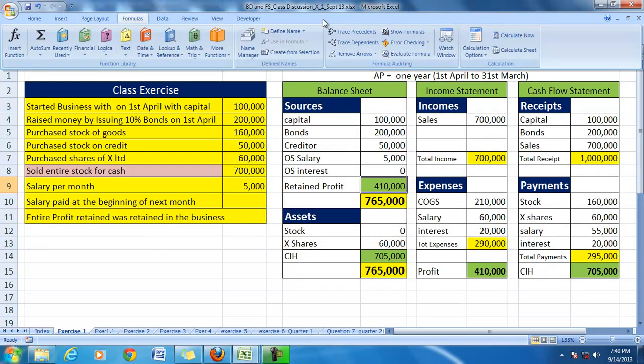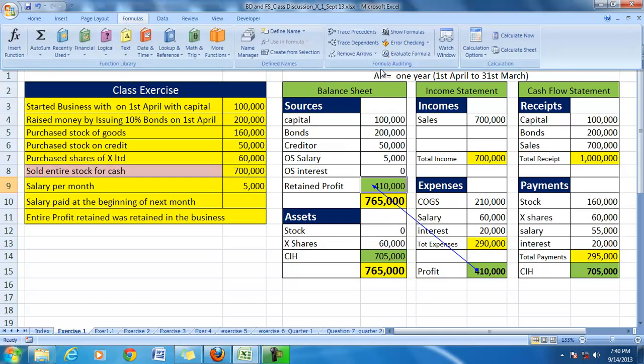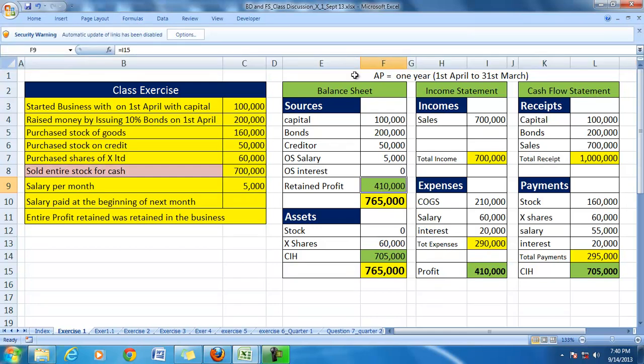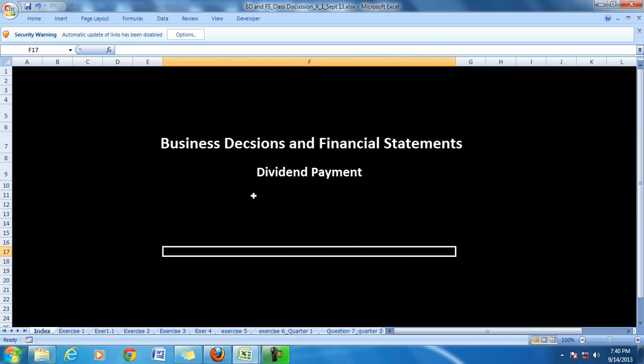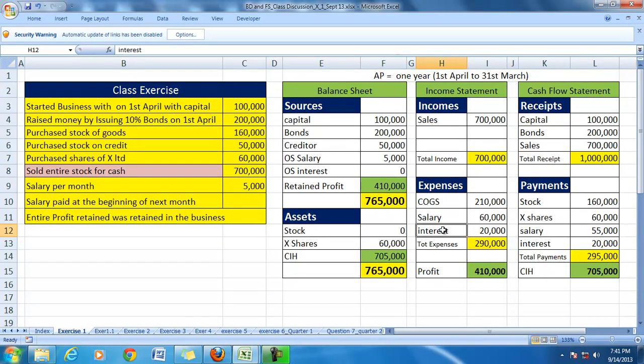If the business retains the profit, then the entire profit is transferred to the balance sheet and it becomes a part of the source. So profit retained is a source. But sometimes the companies may decide to make the payment, may distribute the dividend and distribute the profit among the shareholders as the dividend. So the dividend is a distribution of profit, and unlike the interest, which is an expense, the dividend is not an expense.